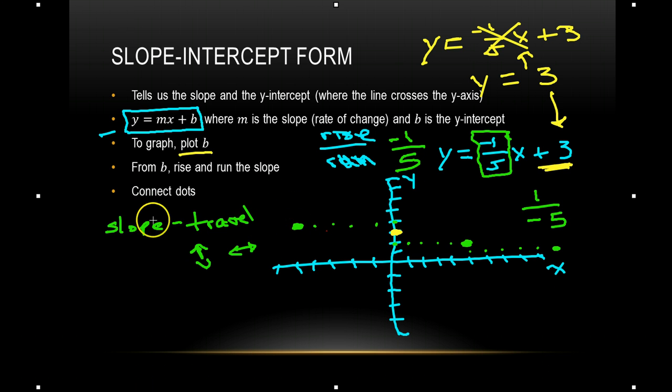After you've made a couple of points by traveling by your rise and run of the slope, we connect the dots. Sometimes you make your line a little thick so that it goes through all those points. Okay.